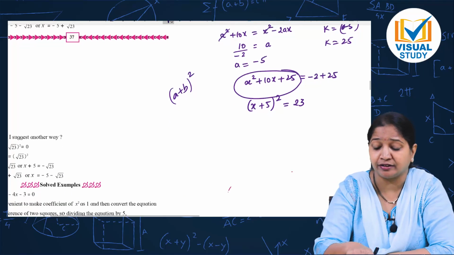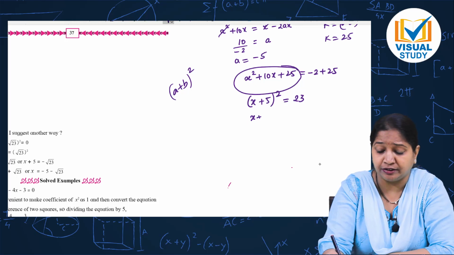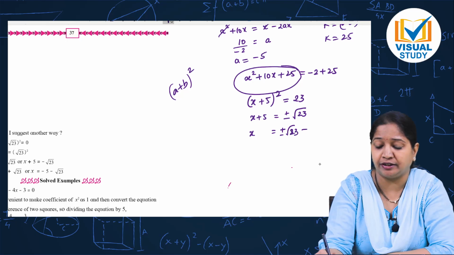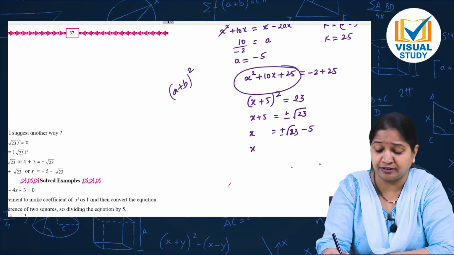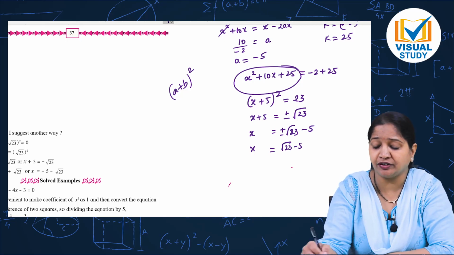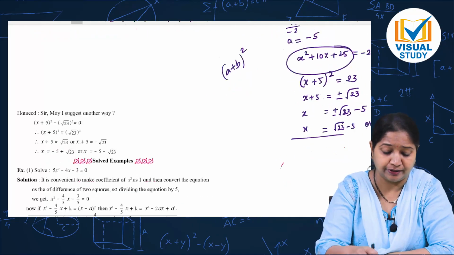Now taking the square root, that comes to x plus 5 equal to plus or minus root 23. Now take this 5 to that side. You get x is equal to root 23 minus 5, or x is equal to minus root 23 minus 5. So, two roots you are going to get.